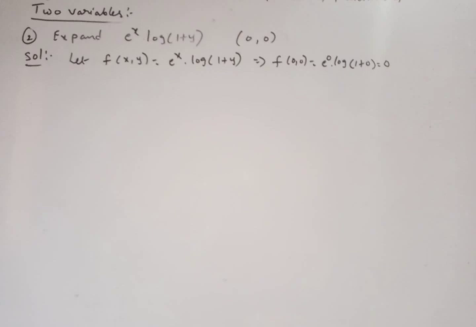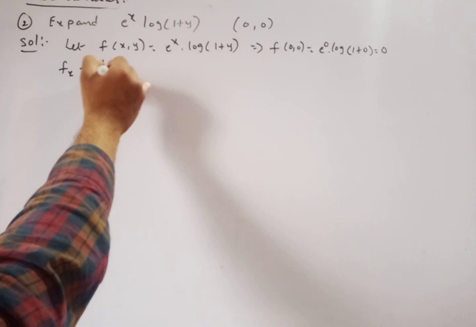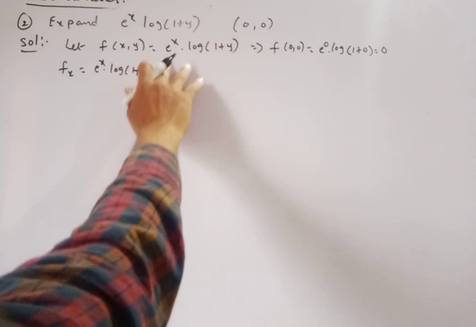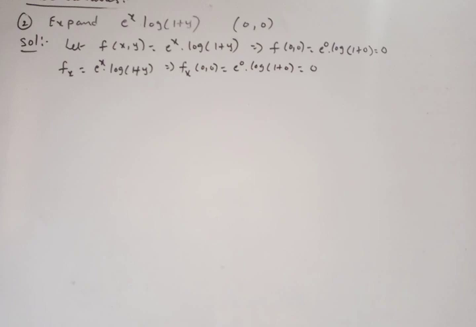Next, what we have to do? Partially differentiate with respect to x and y. If I differentiate with respect to x, e^x stays as it is, and log(1 + y) is constant, so it stays as it is. Now what we have to find is fx at (0, 0). fx at (0, 0) means e^0 log(1 + 0), which gives you 0, correct?